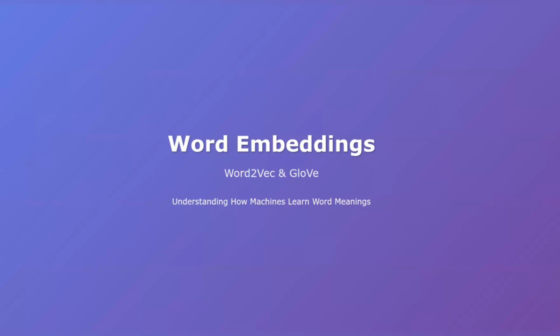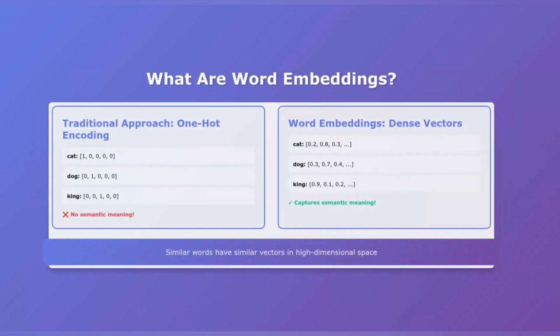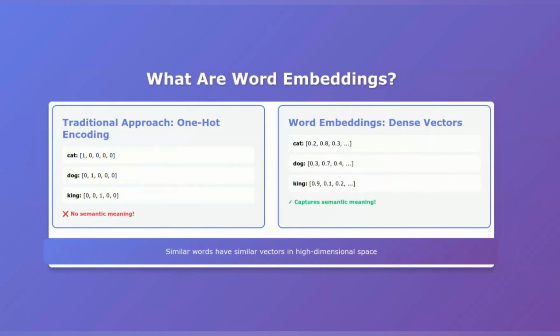So let's get started. So first things first, what exactly are word embeddings? Word embeddings are numerical vector representations of words that capture their meanings, semantic relationships, and context. Now, let me show you why this is such a big deal. Traditionally, we used something called one-hot encoding. Look at this. Each word is represented as a sparse vector with all zeros except for one position.